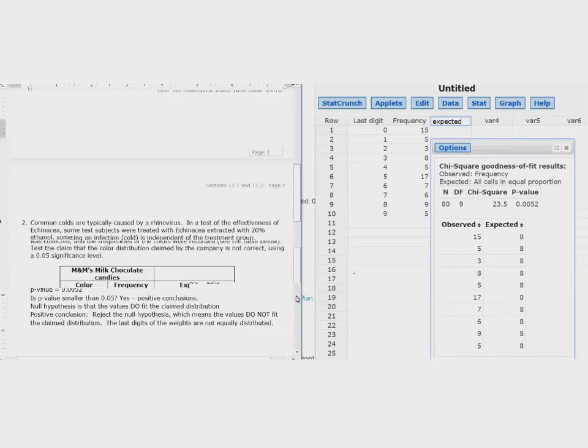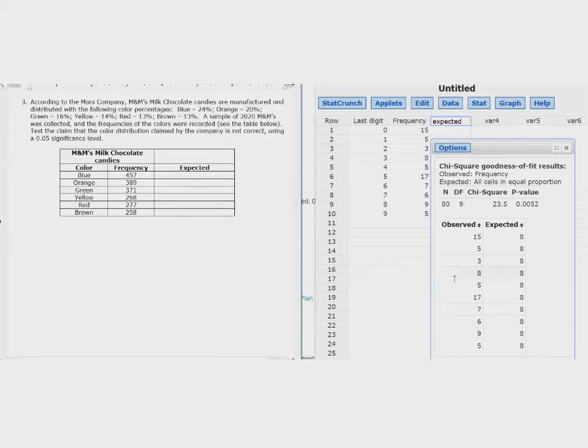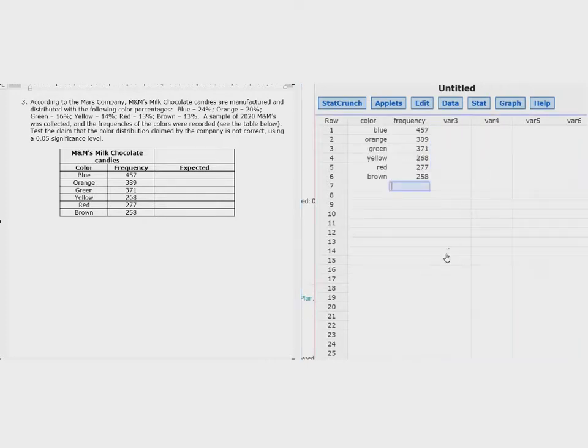Okay, let's do another goodness-of-fit test, and this is going to look a lot like what you're doing in your discussion, because this one has to do with M&Ms. So this one, we've got the same idea. We've got a sample, and this was a big sample of 2020 M&Ms. We've got our proportions that the Mars company claimed that they should fit. And to do this in StatCrunch, we're going to have to fill in the expected column. Since this isn't an equal distribution that was claimed, we're going to have to fill in those numbers.